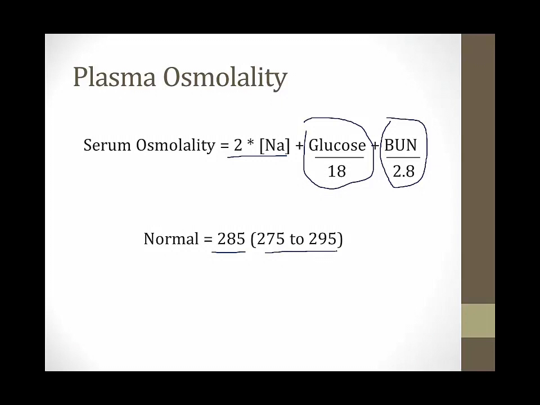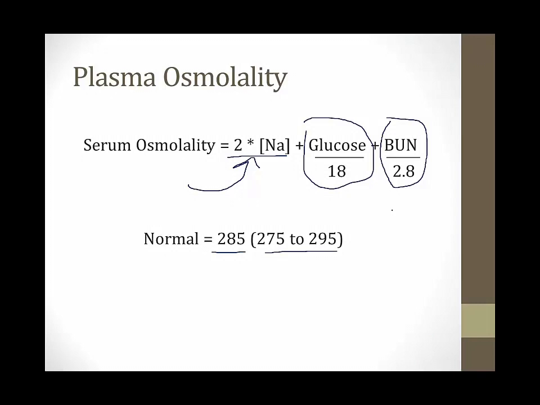Now, a couple of important things about this equation. Notice that sodium is the most important driver of the serum osmolality. A rise in the sodium level by 5 or 10% will create a significant increase in the serum osmolality. On the other hand, the glucose concentration is divided by 18 and the BUN divided by 2.8, so changes in those values have a lesser effect on the serum osmolality.